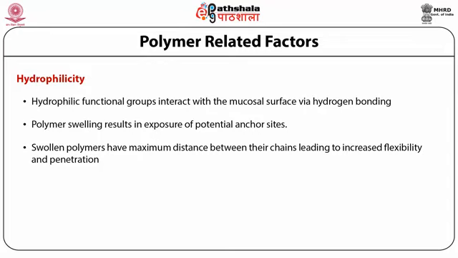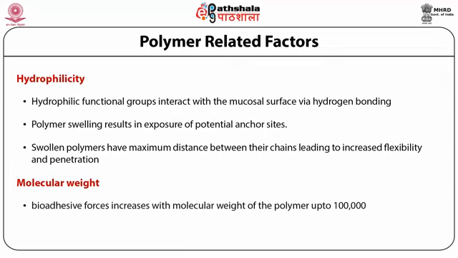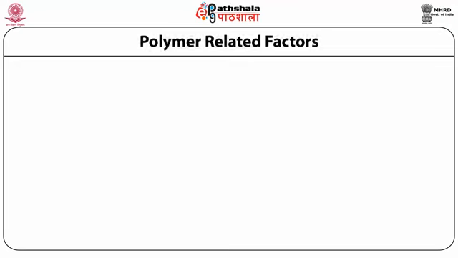The second factor, which is directly affected by the polymer choice, is its molecular weight. The mucoadhesive ability of the polymer depends on its molecular weight. The bioadhesive or mucoadhesive force of the polymer increases up to 1 lakh with the molecular weight. However, no further enhancement is observed beyond this value. The next factor which we'll discuss is the cross-linking and the swelling capacity of the polymer.